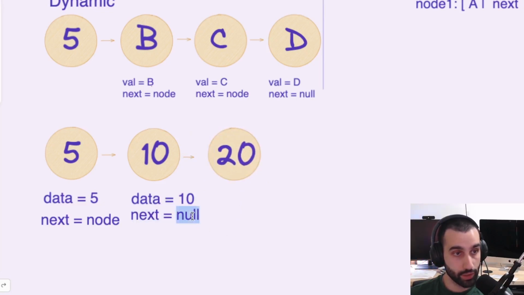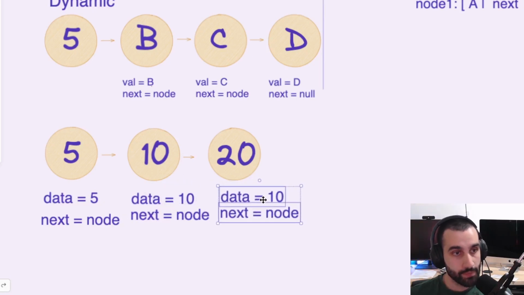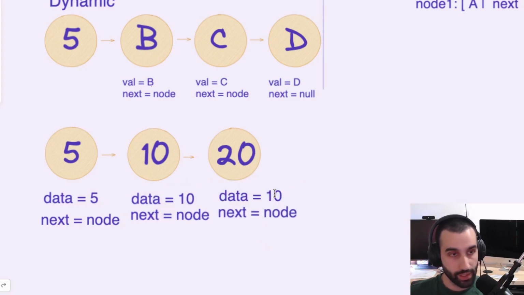So now this is no longer null, this is node. And so now what's happening is the data for this one is 20, but now this next is null because it's not pointing to anything. So that means if you want to add one more value, you have to traverse through all of these next until we finally hit this one because this next is equal to null.